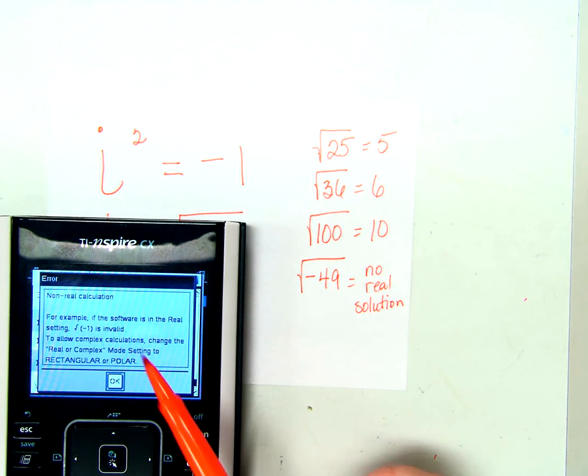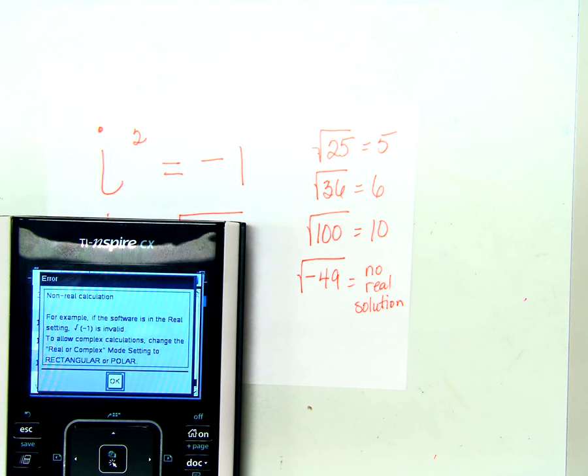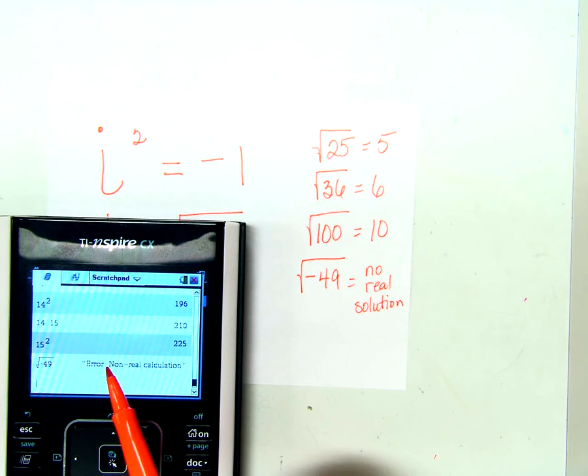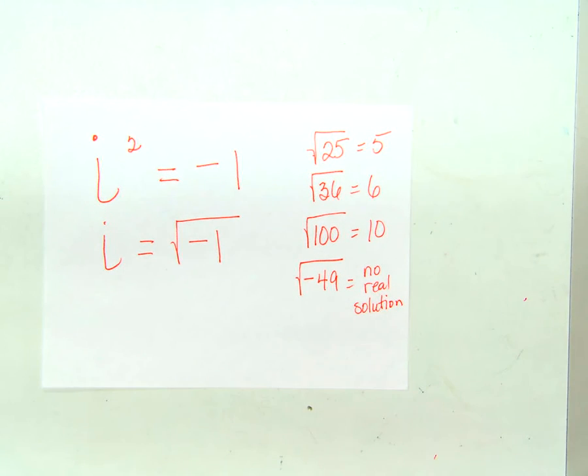And then it gives you an example. If you try to take the square root of -1, it's invalid. Does that make sense? I tried to take the square root of -49 and it says non-real calculation. That's why we've always put no real solution over here.